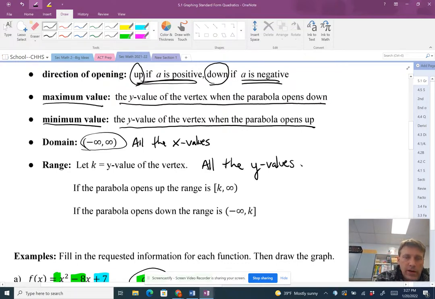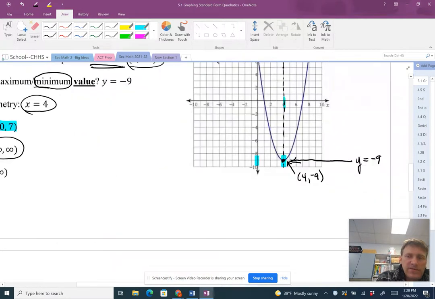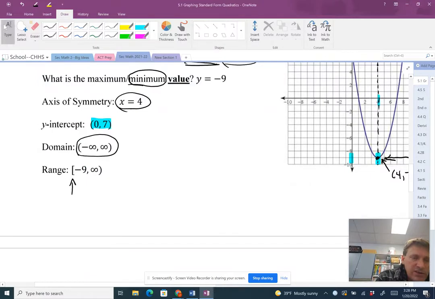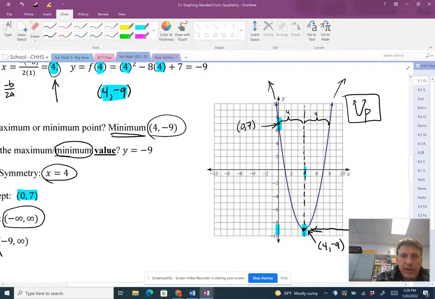So if the parabola opens up, the range is k to positive infinity. If the parabola opens down, the range is negative infinity to k. You always have the smallest value first. And so in this case, the smallest value is -9. And we did use a bracket to show that it can be equal to -9. And then it goes all the way up to positive infinity because there's no top limit here.